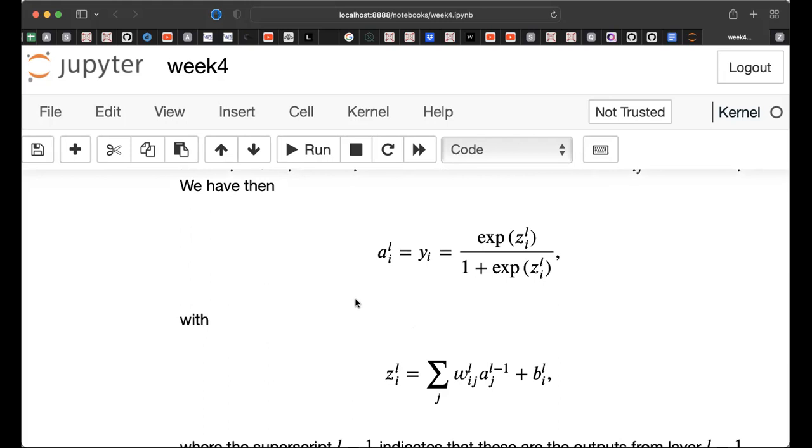And if we now look at the final layer, the output layer will now have an uppercase L here. And in the case of a binary problem, we will simply be evaluating a function like this.